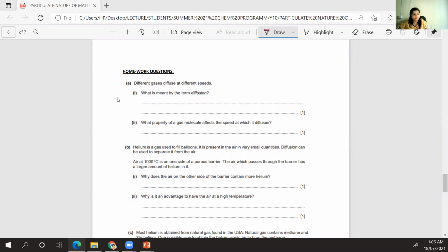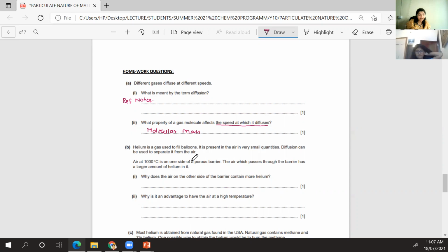Okay, what is meant by the term diffusion? That's pretty easy. We can say refer notes, since I'm not going to write it because you already have the definition. The next question is, what property of a gas molecule affects the speed at which it diffuses? If it's a gas molecule at the same temperature, the property which can affect it is Mr, that's molecular mass, correct? We had done that question about HCl and ammonia, right? So over here, the answer will be molecular mass.